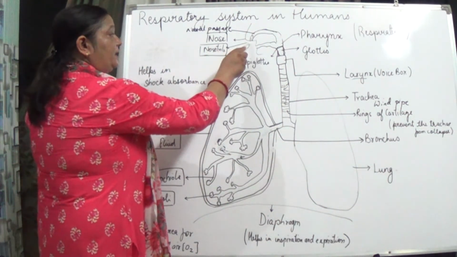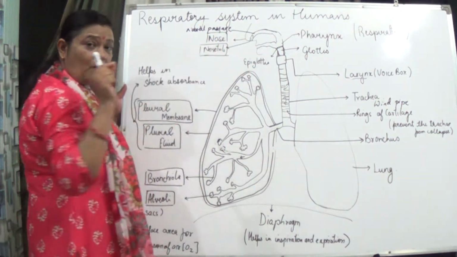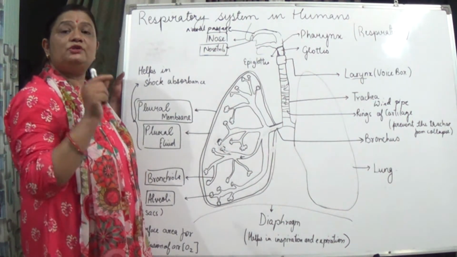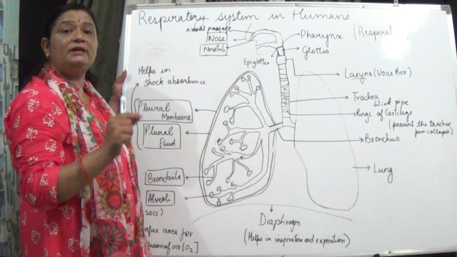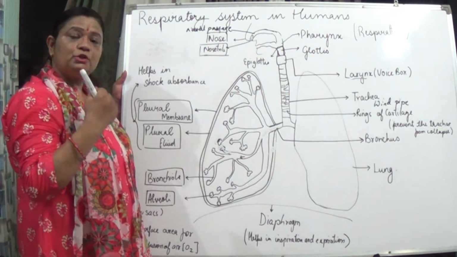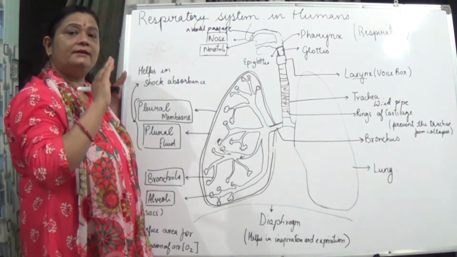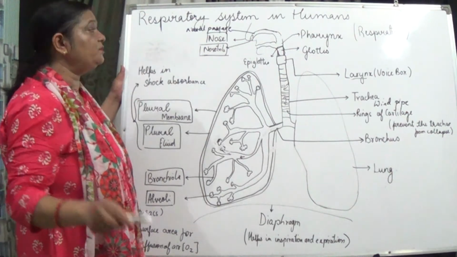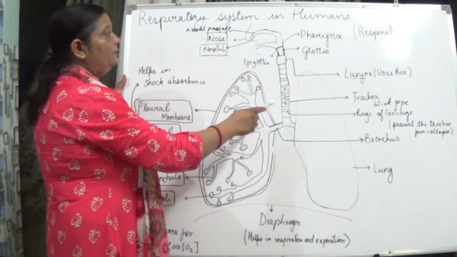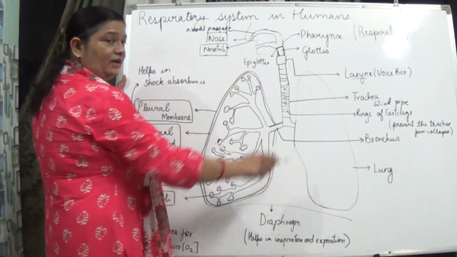And when the air enters the nasal passage, small hairs are present. The function of these small hairs is to filter the air. It means if dust particles have entered the nasal passage, it filters the dust so that it does not move inside the trachea or the windpipe. So after filtering, the air comes to the pharynx.